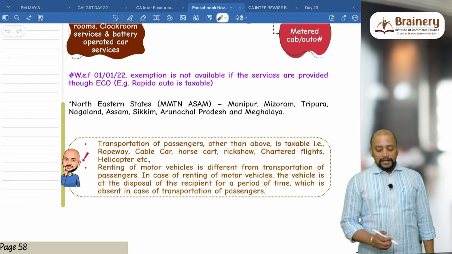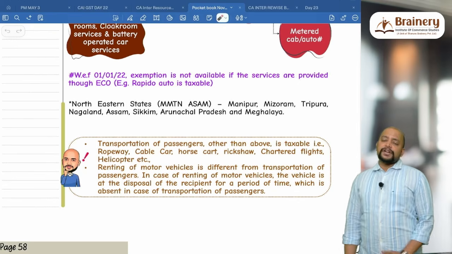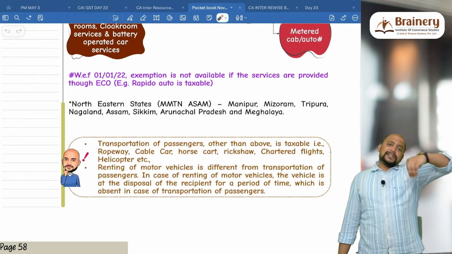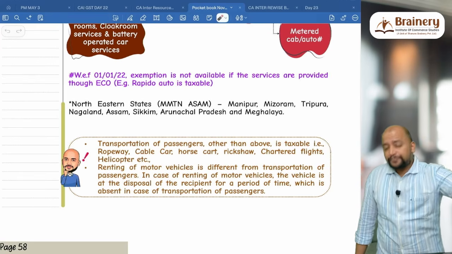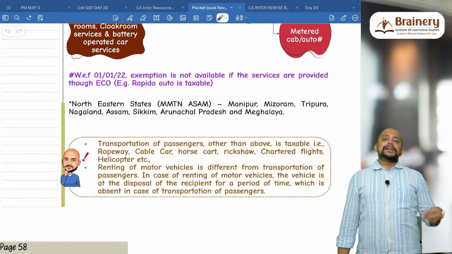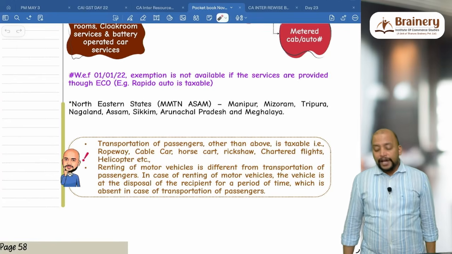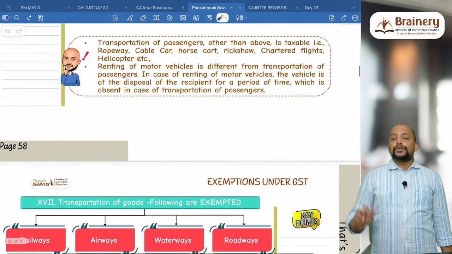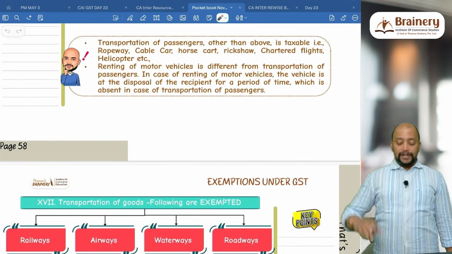Then there should be a difference between renting of motor vehicle versus transportation of passenger. If the vehicle is at the disposal of the recipient for a period of time, then it will be called renting of motor vehicle. If the vehicle is taken per trip or per voyage, then it will come under transportation of passengers. So you should know under which point you need to check for the exemption.